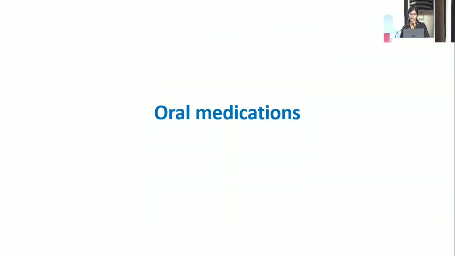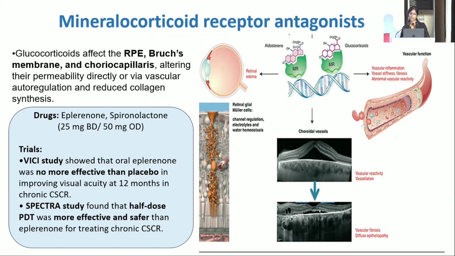There are certain oral medications, as we have seen that corticosteroids have a role in this. So mineralocorticoid receptor antagonists like spironolactone or eplerenone can be given in dosages of 25 mg BD or 50 mg OD. The VICI study showed that in contrast to placebo, it was no better in terms of best corrected visual acuity. In the SPECTRA trial, it was compared with half-dose PDT, and PDT was found superior to it.